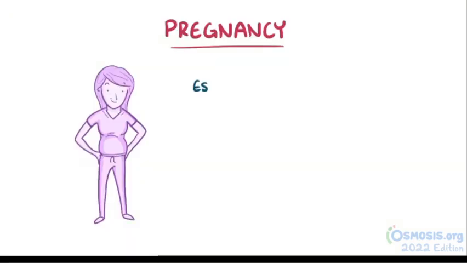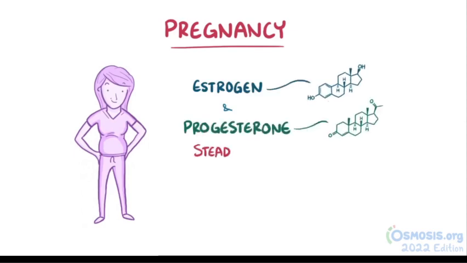Pregnancy is an amazing process that affects almost every body system. Throughout the pregnancy, estrogen and progesterone levels steadily rise, and it leads to a number of anatomic and physiologic changes that occur throughout the body.